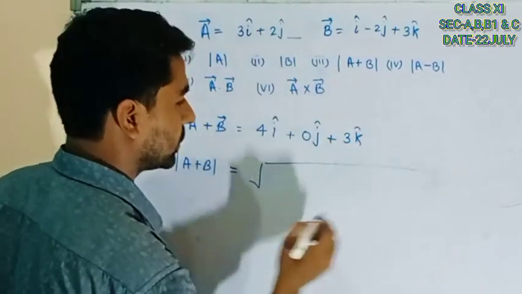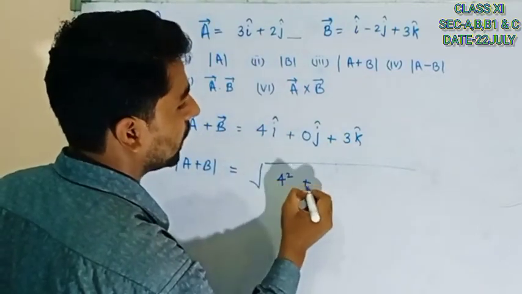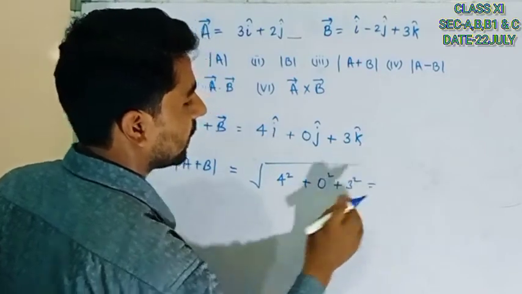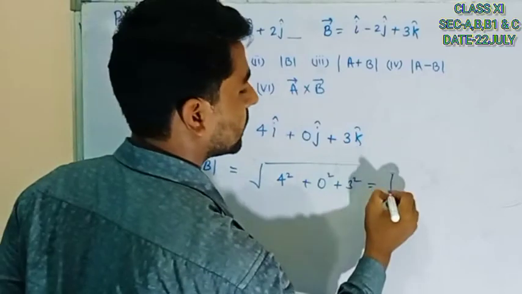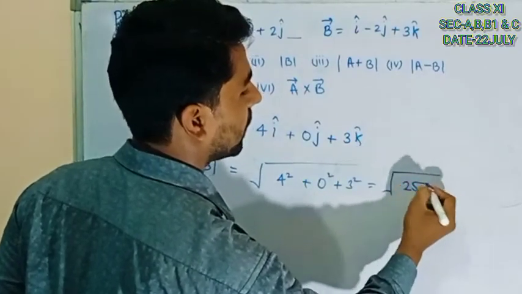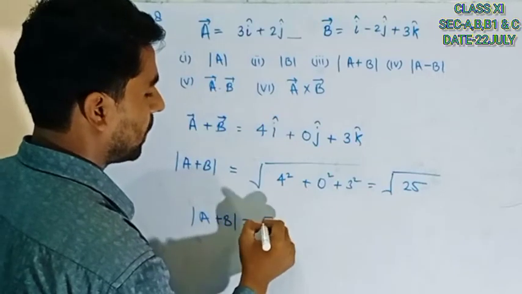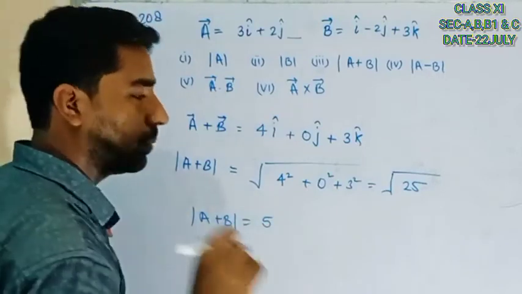Under root, same process. 4 square plus 0 square plus 3 square. How much will you get? 3, 9 and 16. 16 plus 9, 25. Under root that will give you what? Magnitude of A plus B is 5. And now, one more thing I have missed.